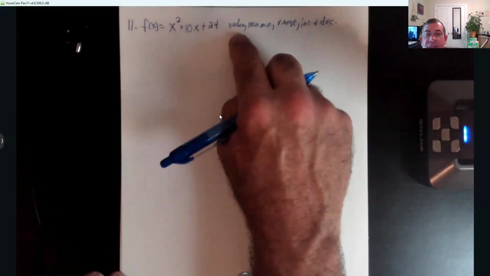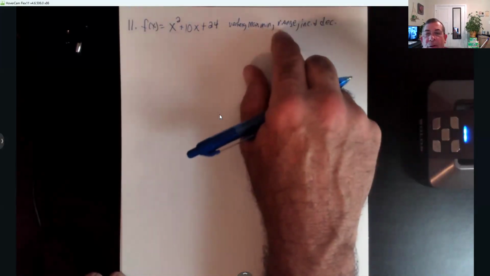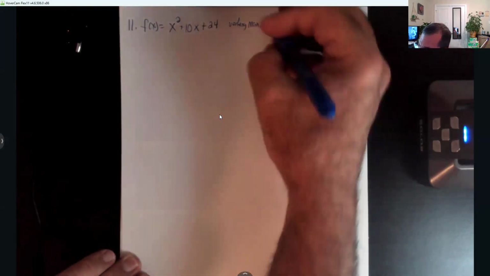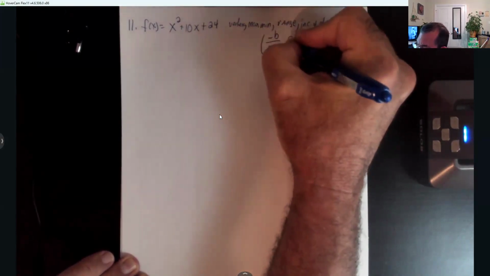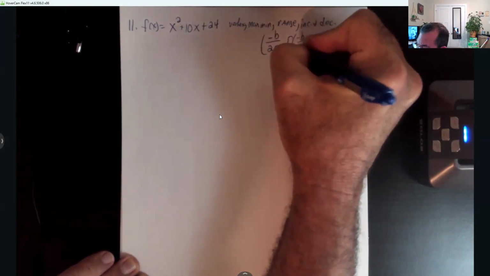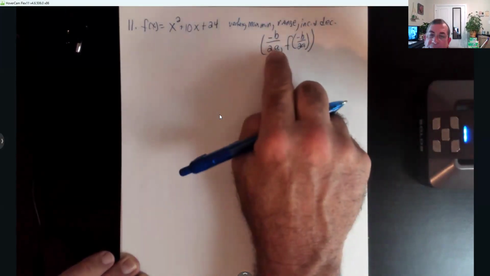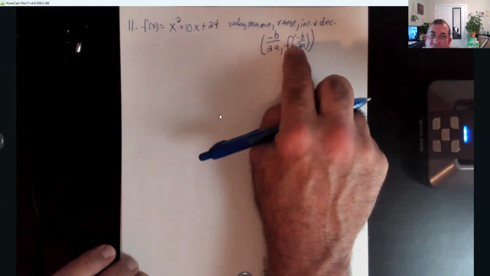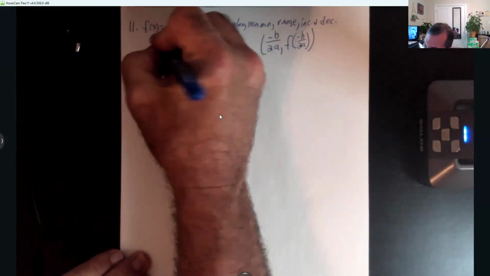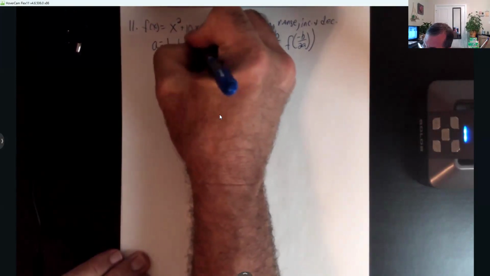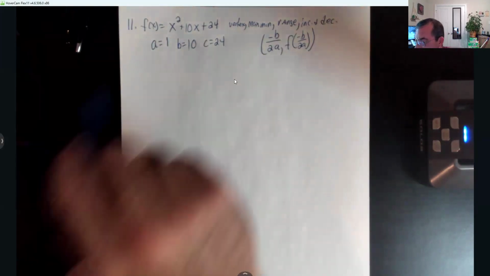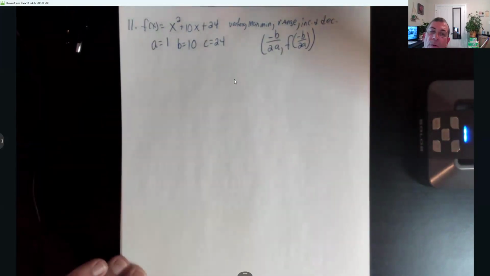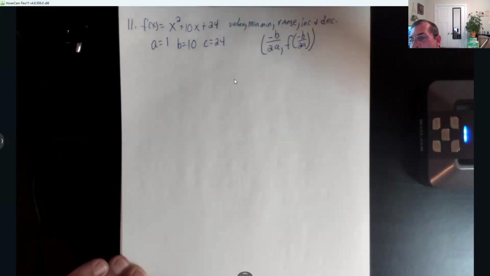All right, so once we get the vertex, we can then figure out that we got a min or max. So we know the vertex formula is negative b over 2a, and then f of that negative b over 2a. So we find the x value, then we plug the x value back into the function. So y'all, a is 1, b is 10, c is 24. Hey, y'all, let's see what y'all remember on this. My a is positive. So since my a is positive, will I have a minimum or a maximum?